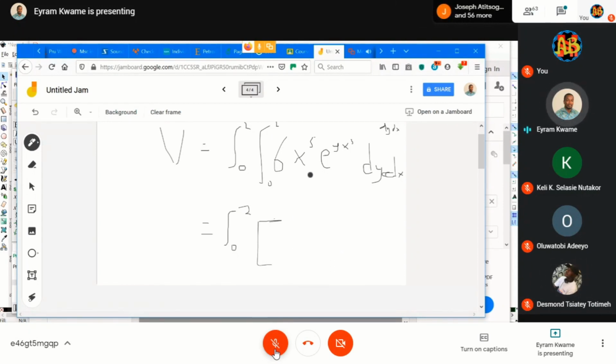So I'm integrating with respect to y. Because of that, I have absolutely nothing to do with 6x to the power 5, so I'll keep that. Then I integrate the rest with respect to y: I have e raised to the power y times x cubed, raised to the power 3, all over x cubed. Does this make sense? I'll evaluate from 0 to 2.